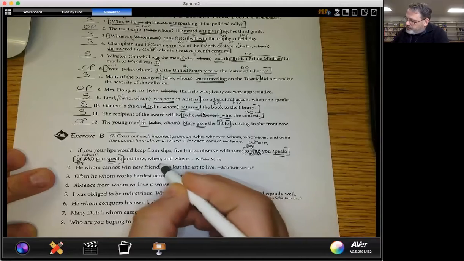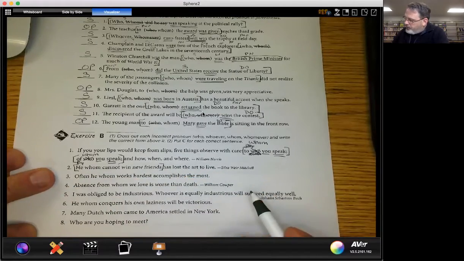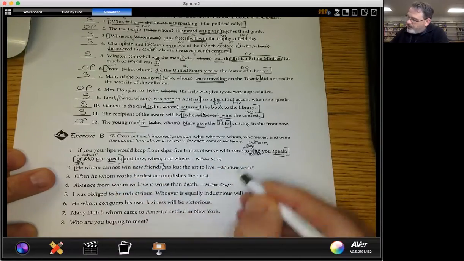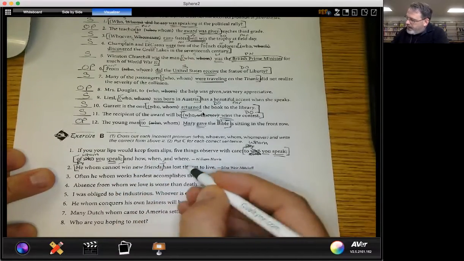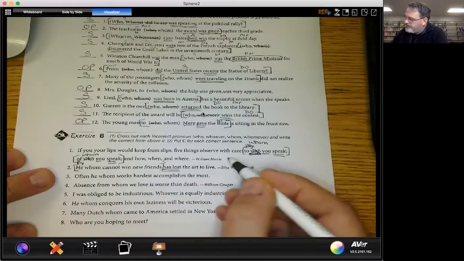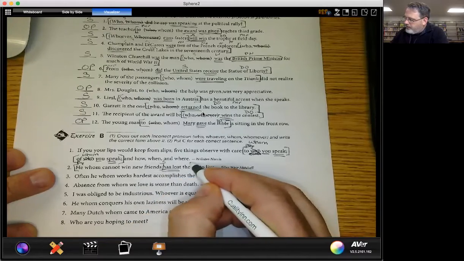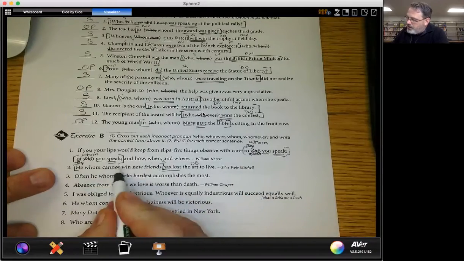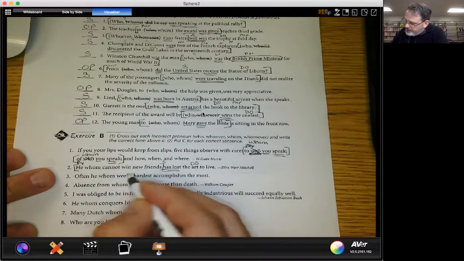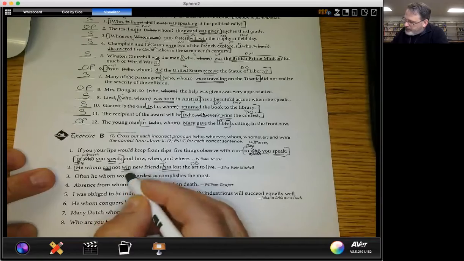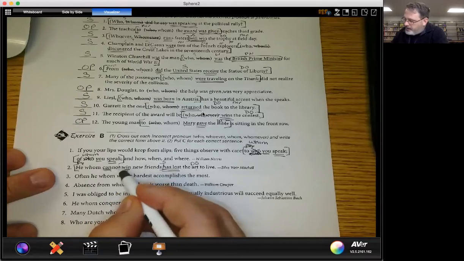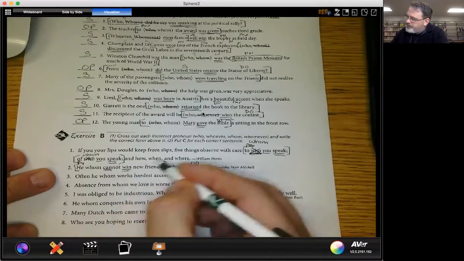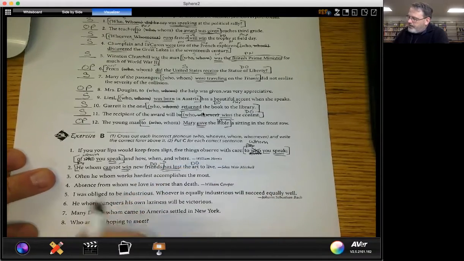The clause is "he whom cannot win new friends," because that's who's lost the art to live, right? In the context of the whole sentence, that's the subject, and the verb is has lost, and then the direct object is art. But in the clause, the verb is can win. We can't include not in that because not is an adverb. So can win, and then win is action, so therefore friends is direct object.